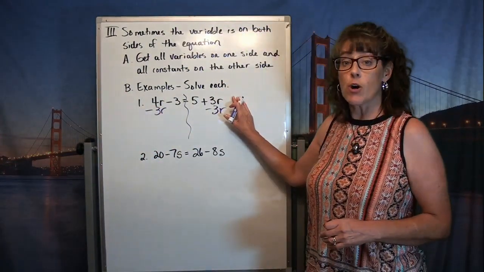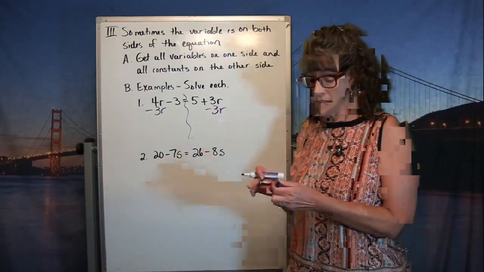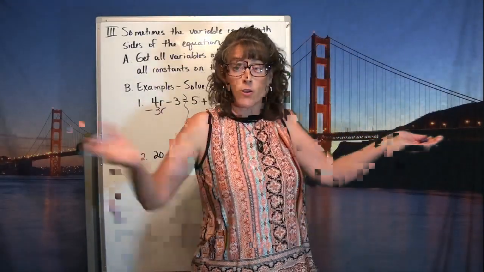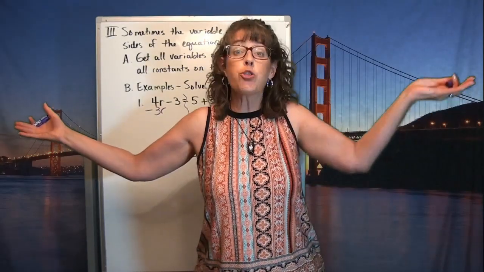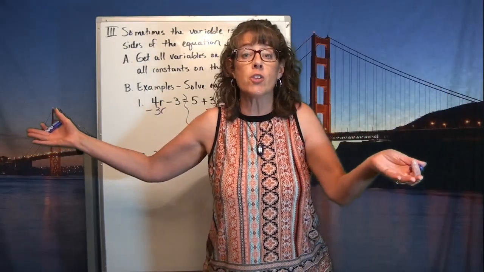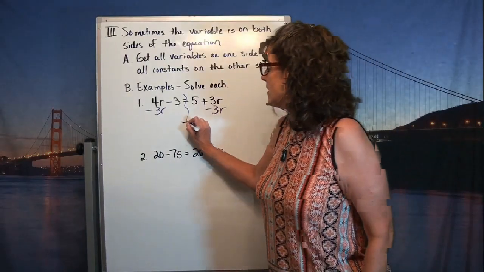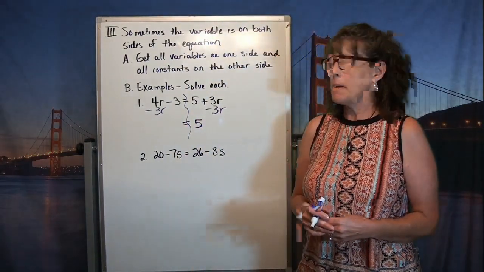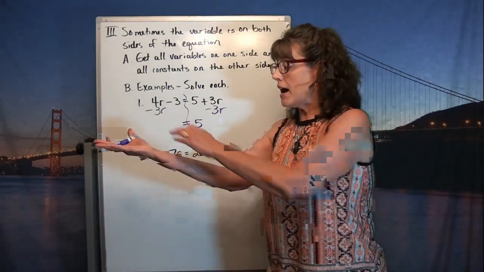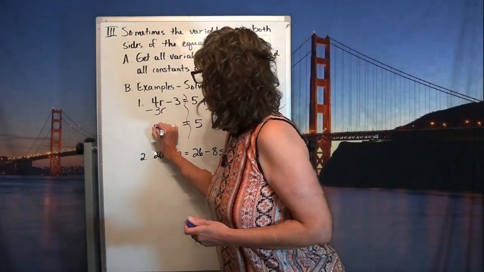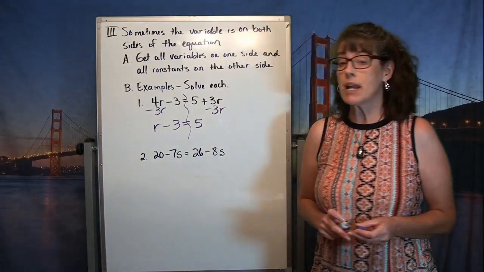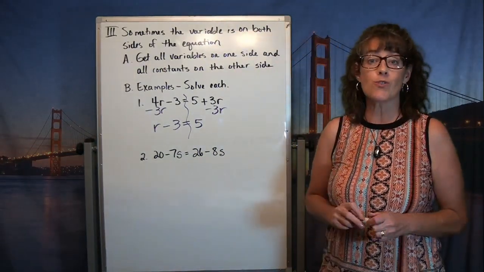Now if I have 3r's in this pan of my pan balance and I take all 3 of them out, I don't have any r's left. The only thing I have left is these 5 individual pieces. Now in this pan, if I have 4 r's and I take 3 of them out, I still do have 1 r left. And so here's what I now have: r minus 3 equals 5.